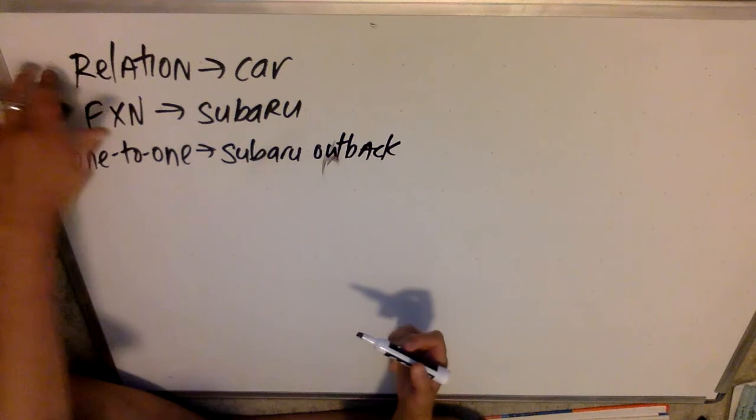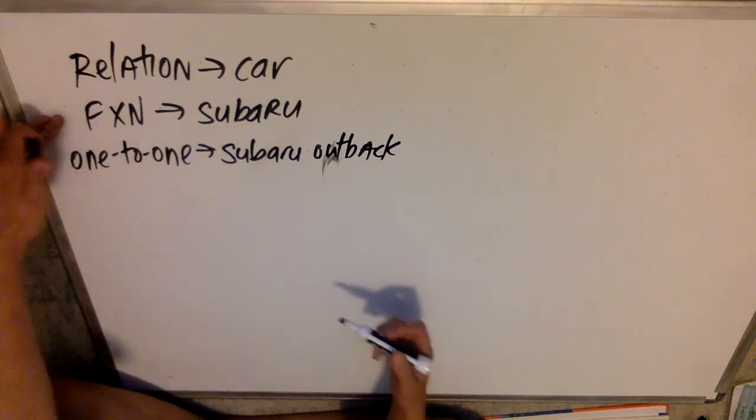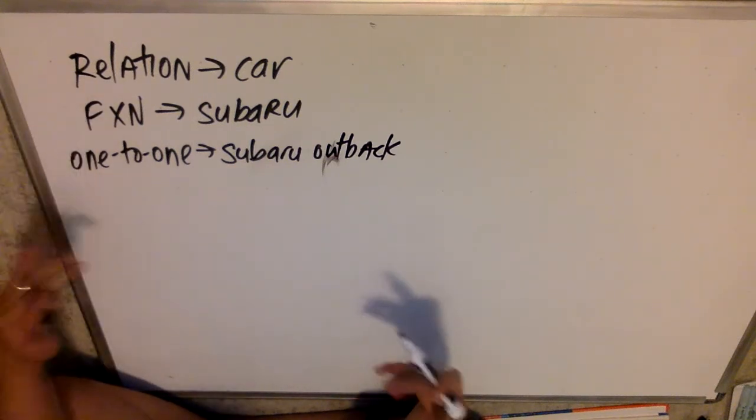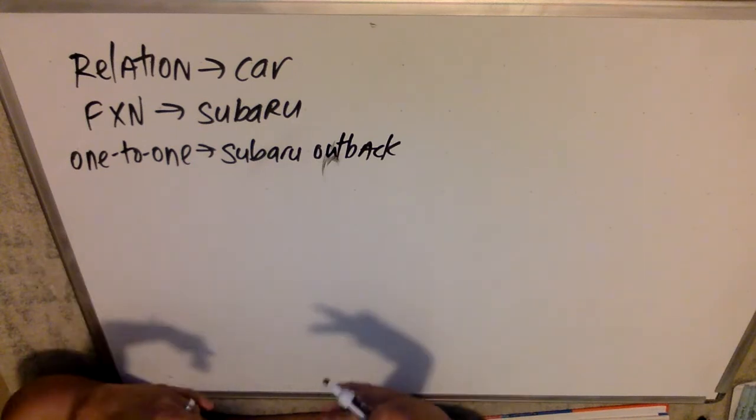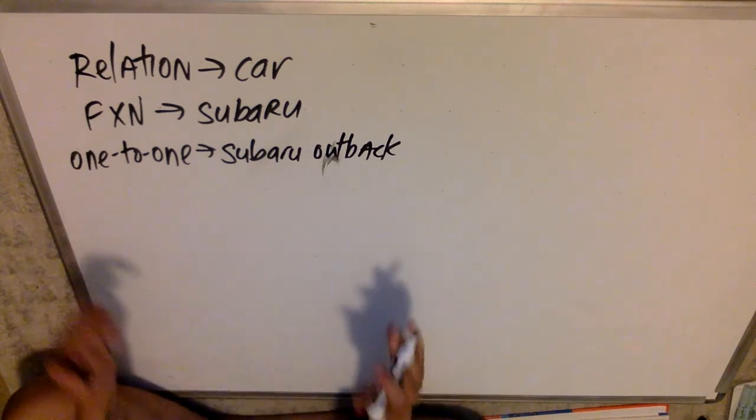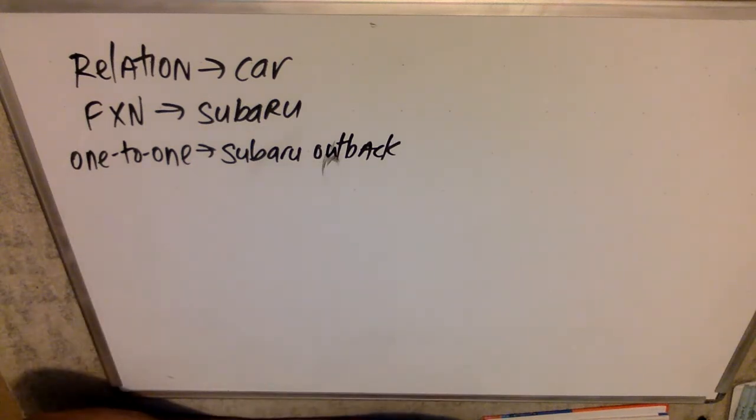So relation's a really generic word. Function is a more specific word that has some rules that go with it, right? And then one-to-one function is an even more specific. So it's already a type of function. You're talking about a function. So if a function is one-to-one, right, then not only do you have no repeats in x, but you also have no repeats in y.